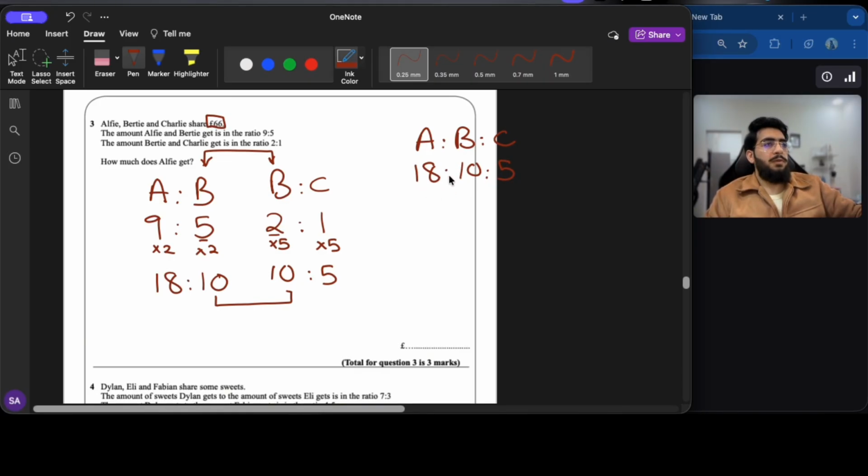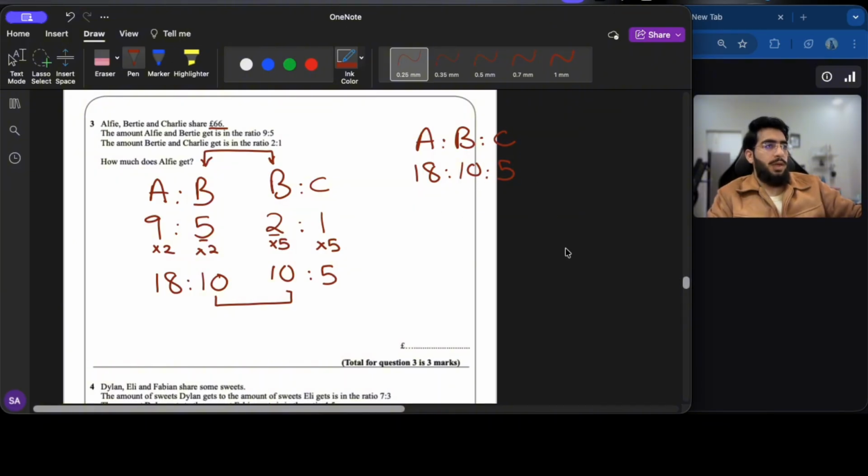Now, if you see, all three people just share this 66 pounds, right? And A gets 18 parts, B gets 10 parts, and C gets 5 parts. That means in total, let's find out how many parts of 66 were done, out of which A got 18 parts, B got 10 parts, and C got 5 parts.